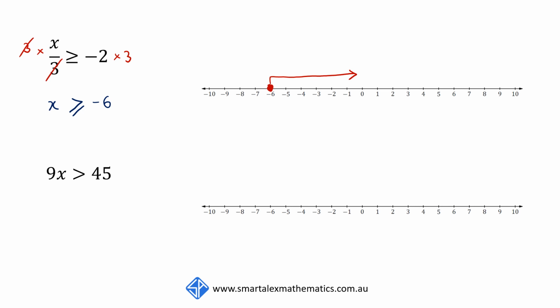The next question, 9x is greater than 45. This time we're going to divide both sides by a positive 9. Recall that whilst this gets rid of the 9 on the left-hand side, the inequality sign does not change because we are dividing by a positive number. Our solution then becomes x is greater than 5. So this time we're going to have an open circle at 5, and the arrow is still going to be pointing towards the right.